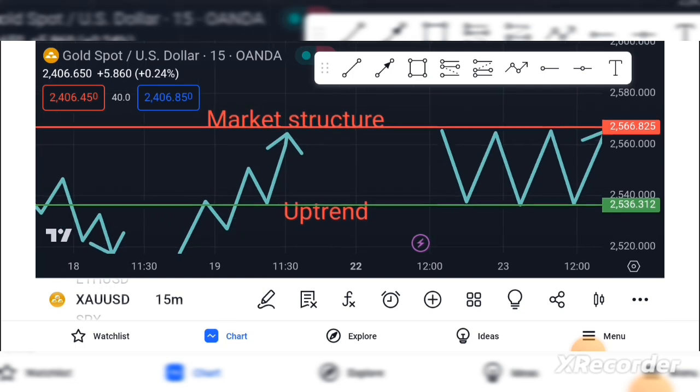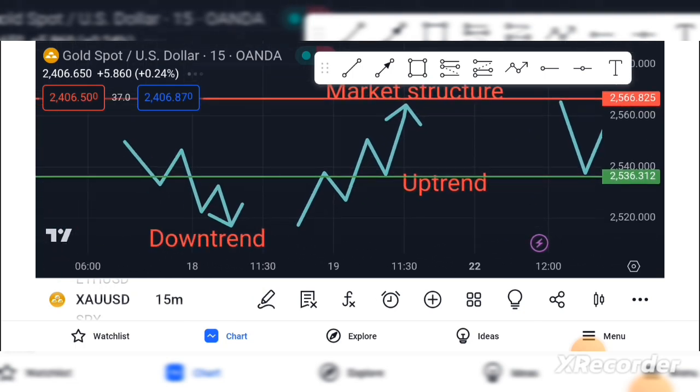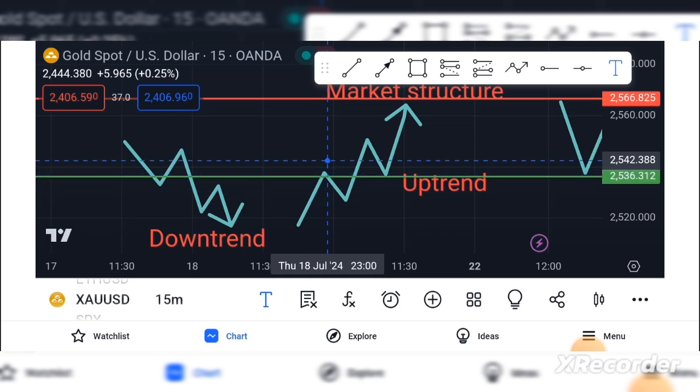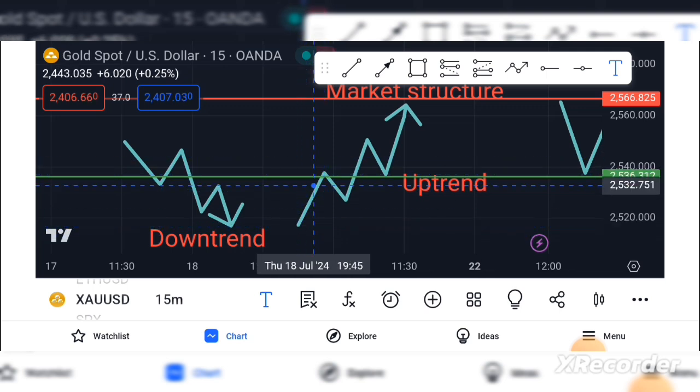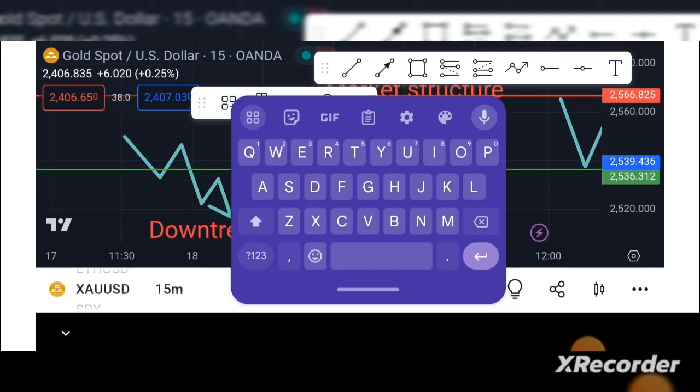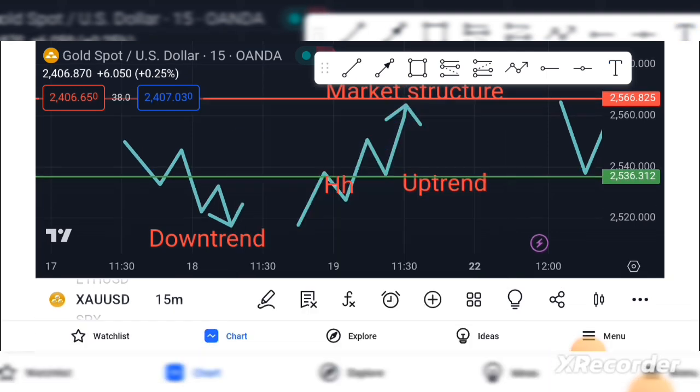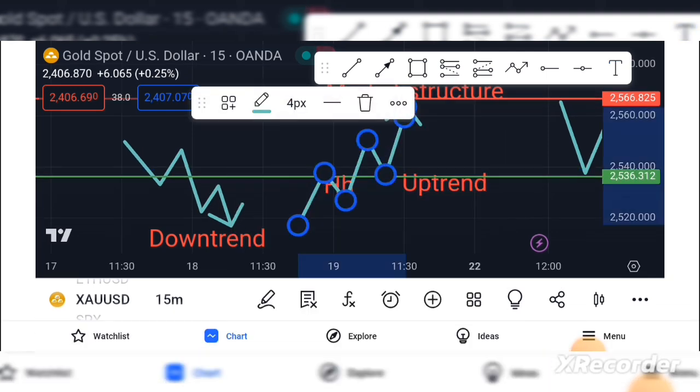You can see in this market there is a trend, like it's making a higher high. For there to be an uptrend, there must be a higher high and a higher low. What do I mean? You can see this high, they just make use of it as a higher high.